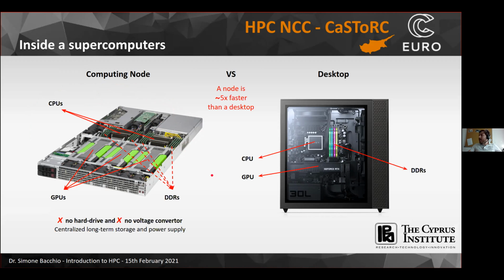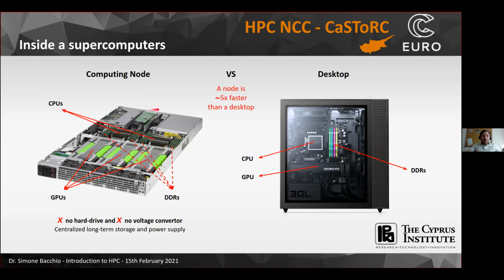This compares, of course, with a desktop where you have 1 GPU, 1 CPU, and some RAM. Usually the memory available here is on the order of hundreds of gigabytes. I suppose the recent nodes have maybe 500 gigabytes of RAM inside, multiple GPUs, and a huge number of cores, around 40, 48, 64, inside only one node.